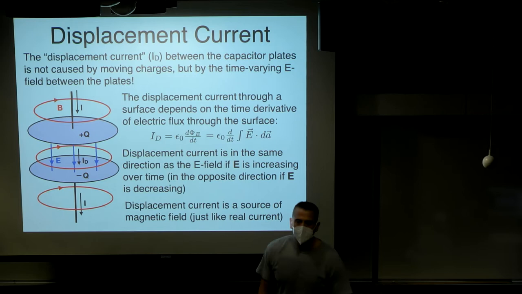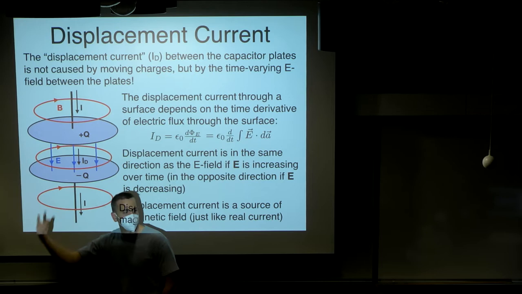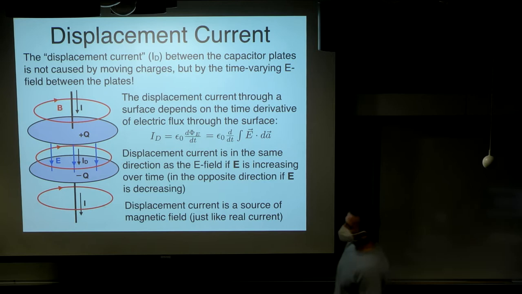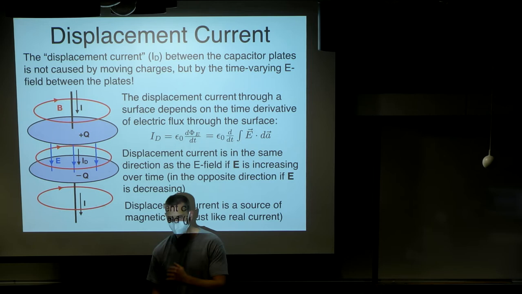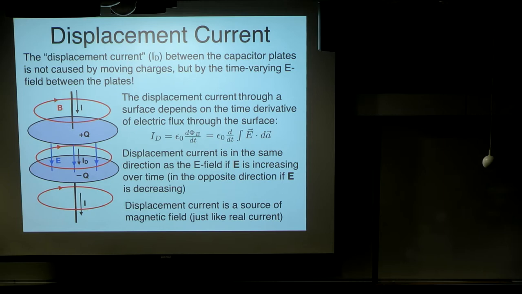And what does that displacement current do? It creates a B field, which loops around it just like as if there were a real current there. So again, it's not actually moving charge, of course, but the way it functions in our equations is that it's a source of a magnetic field, just like real current, just like real moving charge. So it's a little tricky, but that is the correction that Maxwell made to Ampere's law.